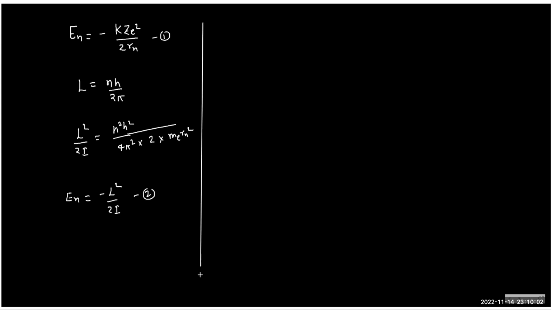So can we write kZe square by 2Rn equals n square h square upon 8 pi square m Rn square. Is this clear, guys? Okay, so it's done. We got the answer.